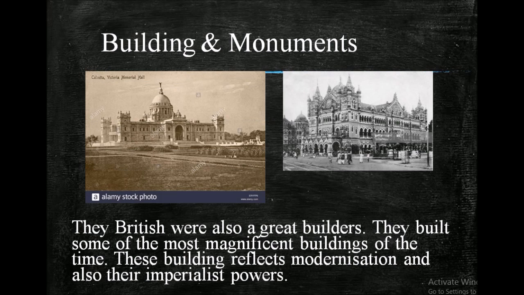Now, buildings and monuments. The British were also great builders. They built some of the most magnificent buildings of the time. The buildings reflected modernization and also their imperialist power.